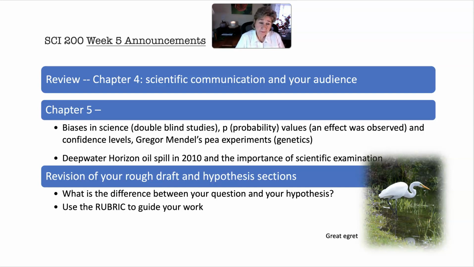Confidence levels are sort of the opposite of that, like 95% confidence that this effect is true and not happens by chance. So that's sort of the opposite of the p-values.